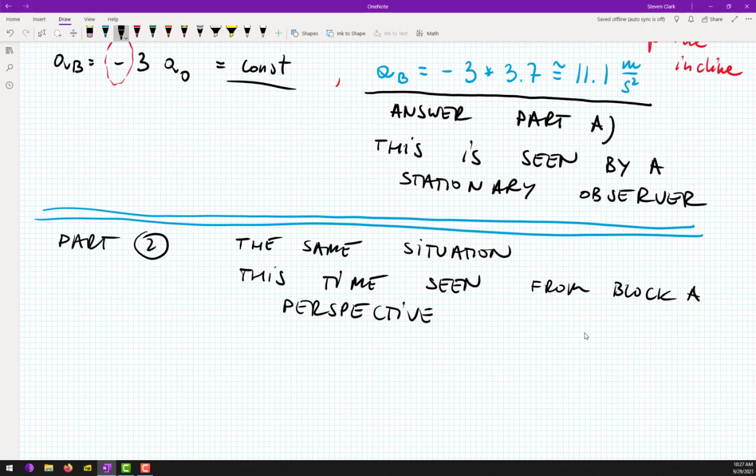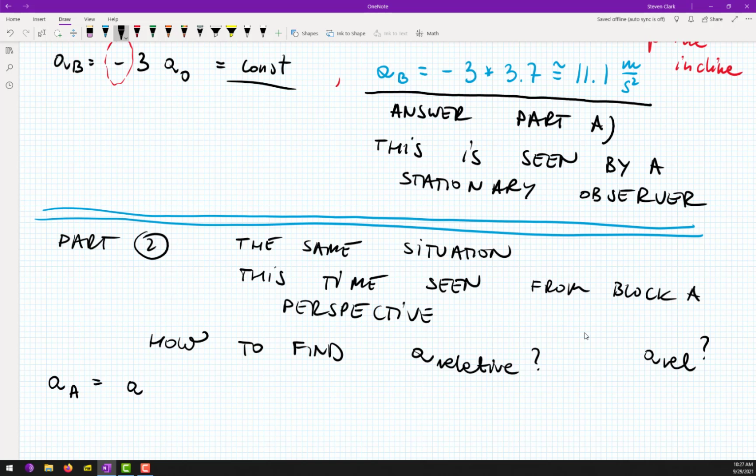Block A is in motion, yes? So it's a moving observer. Okay. So in other words, how to find A relative? Yeah, we need to speak mathematics, yes? So how to find A relative, or maybe A rel? I believe that yesterday in the lecture, Professor Sunny wrote down such an equation, that AA can always be expressed as AB plus A seen from B. Yeah, do you remember that expression?